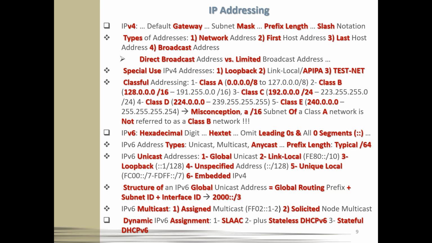In the fifth category, we've got unique local. You see the range here. It is used for local addressing within a site or between a limited number of sites.